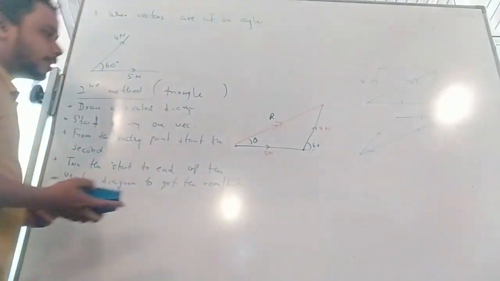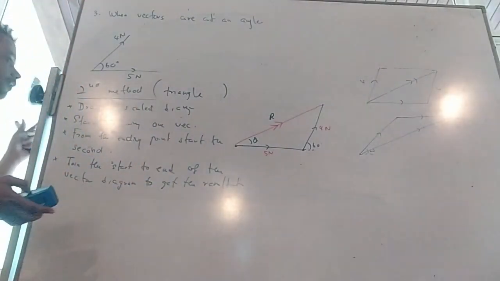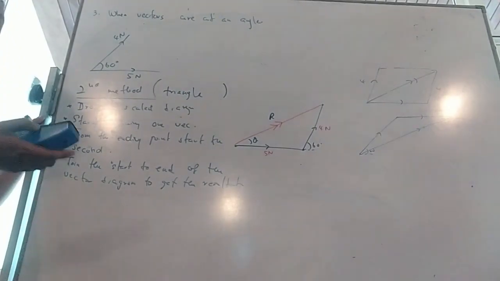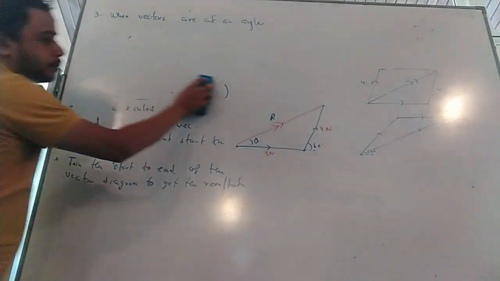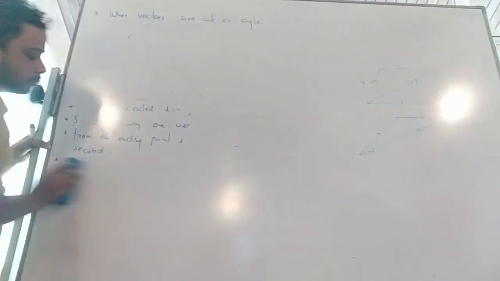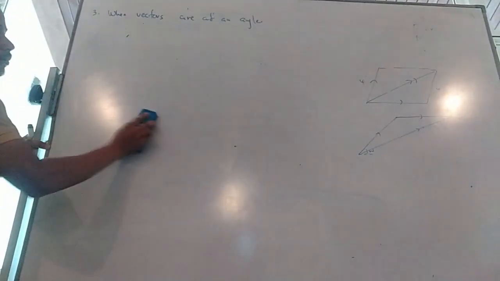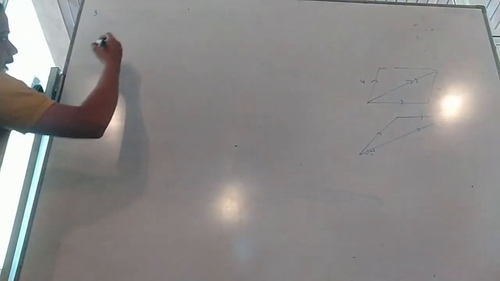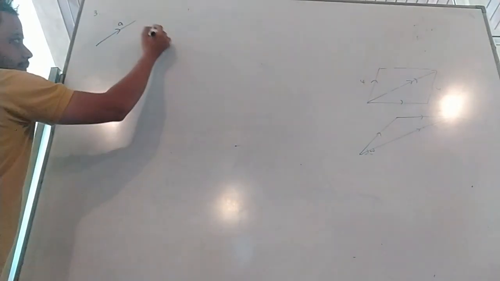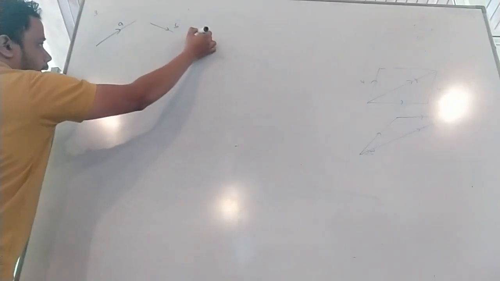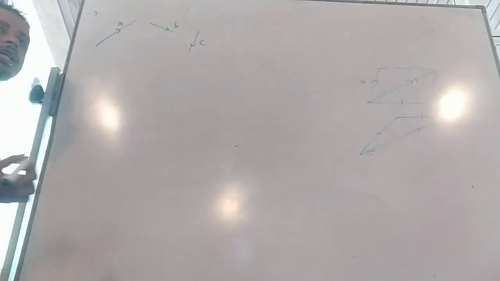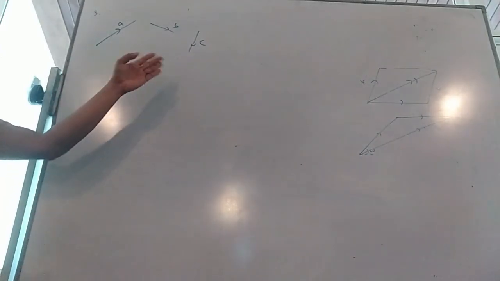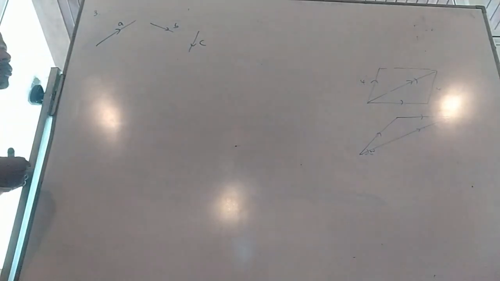Now they don't ask this much, but if you want, you can extend this method, the triangle method, to add more than 2 vectors. Let's say you have vectors like this, A, this is B, and this is C. If you want to find the resultant of all of these 3 vectors, even if there are 100 vectors, you can use the same method.